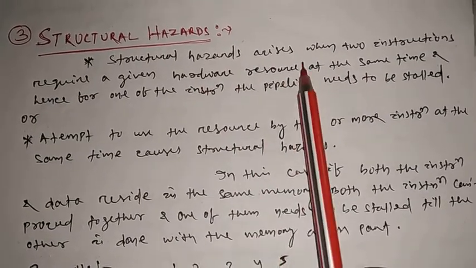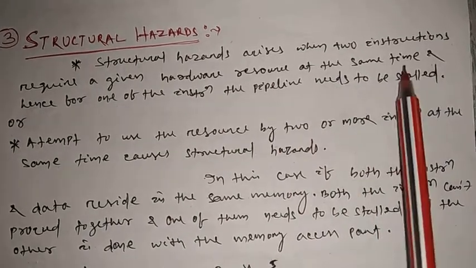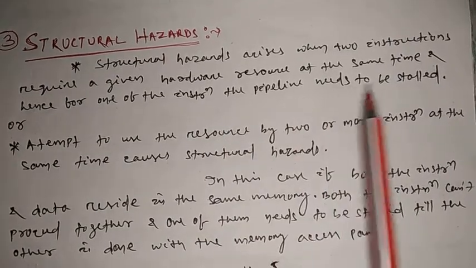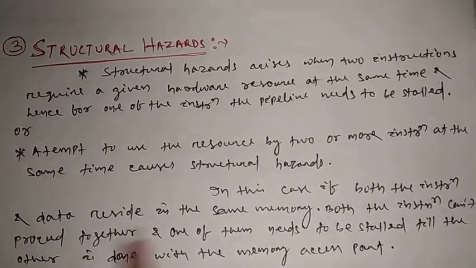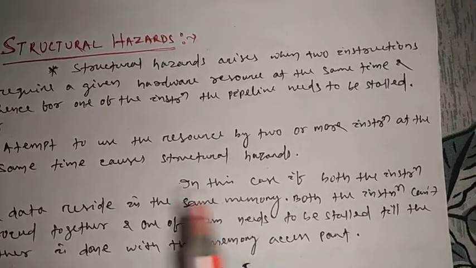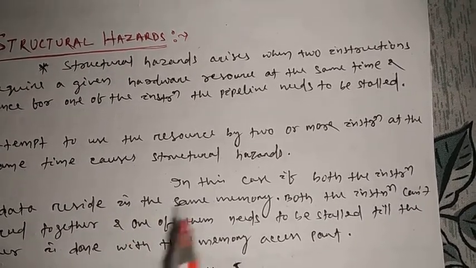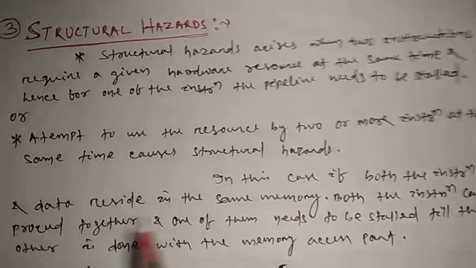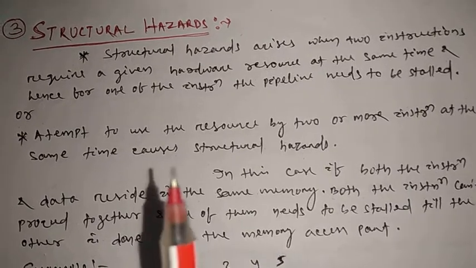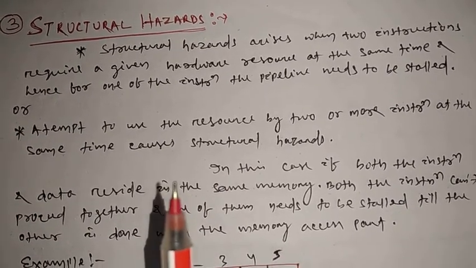Structural hazards arise when two instructions require a given hardware resource at the same time, and hence for one of the instructions the pipeline needs to be stalled. So what is structural hazard? Structural hazard arises when two or more instructions want to access one hardware or one memory at the same time. So how to avoid the structural hazards? We need to stall one of the instructions for smooth running of pipelining.